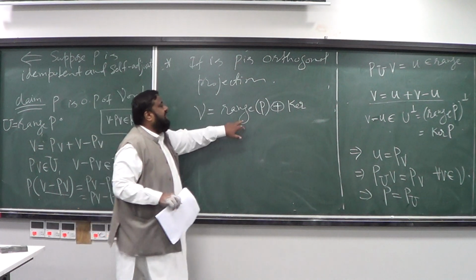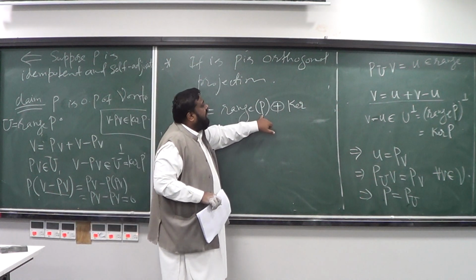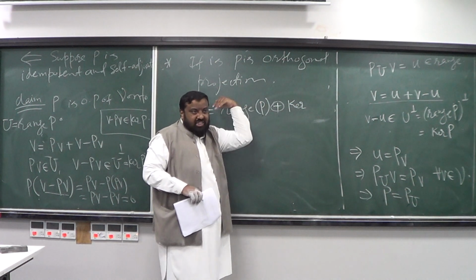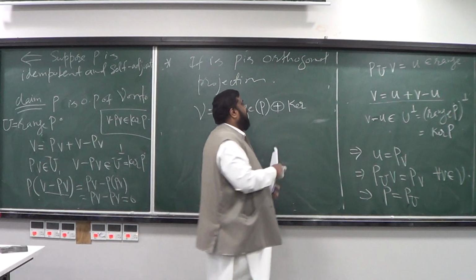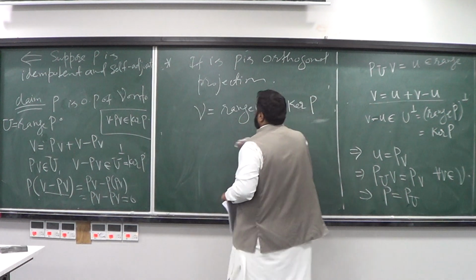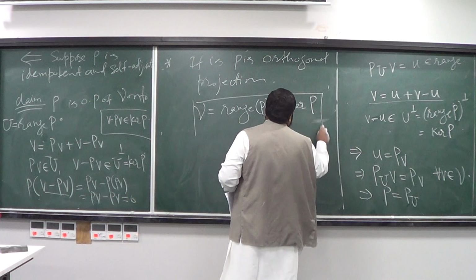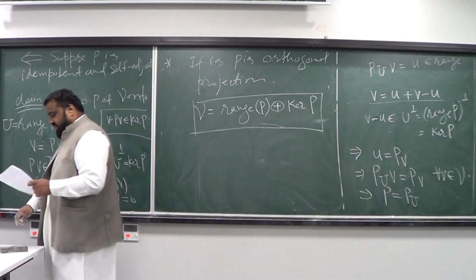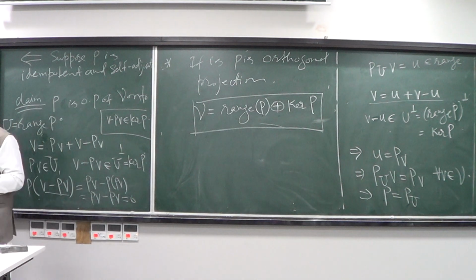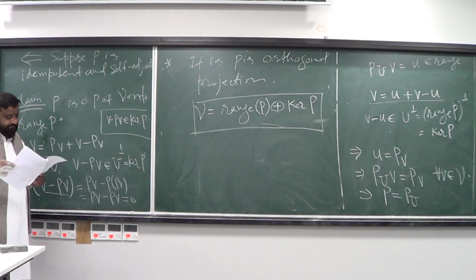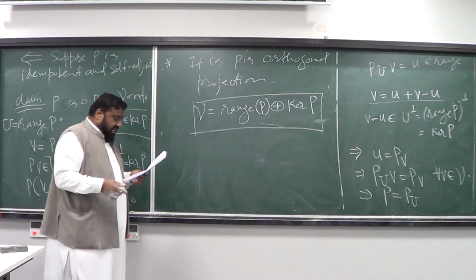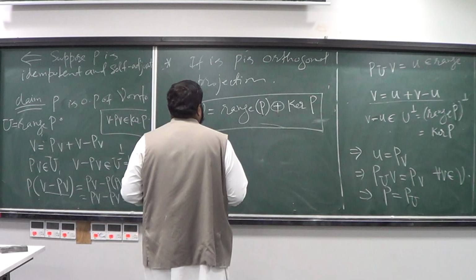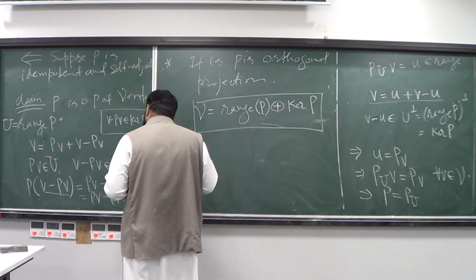T, you can write it as the range of the linear transformation plus the kernel of the adjoint. But since the orthogonal projection is always self-adjoint, it should be equal to the range of T. Okay? So this is something that you get as an outcome actually. Okay?